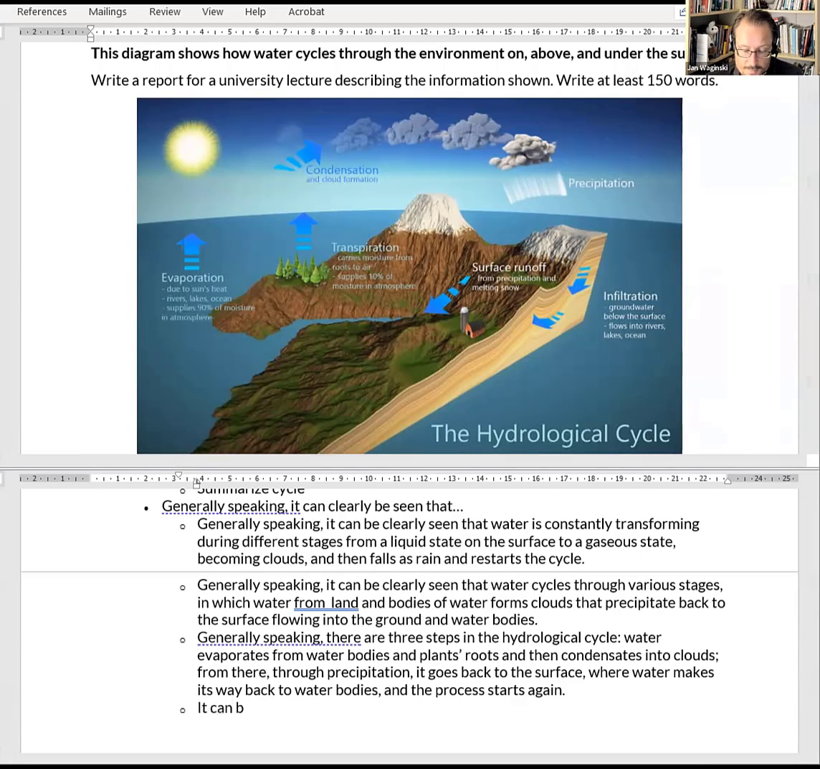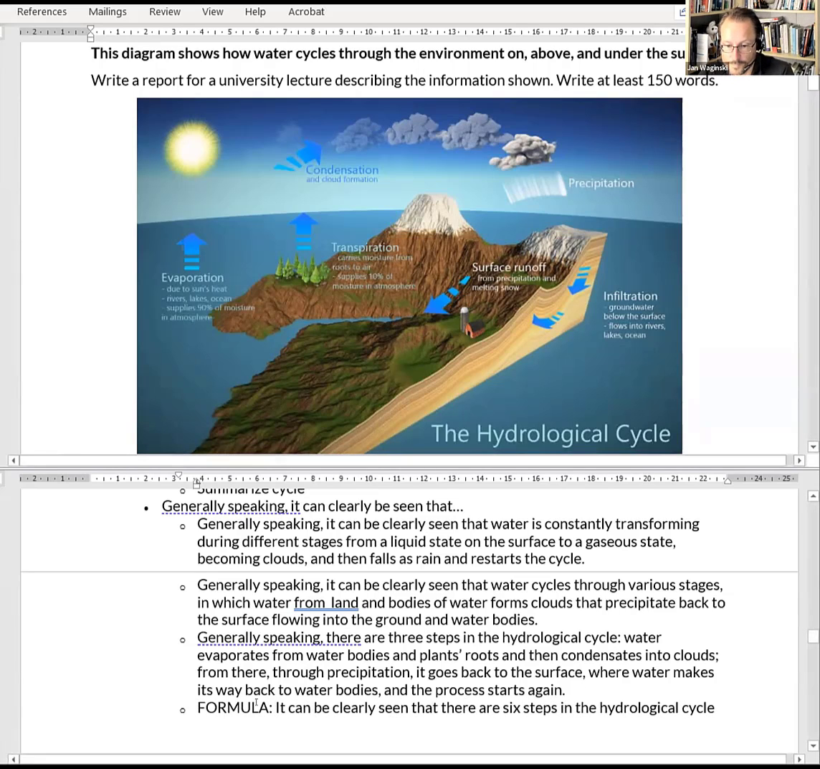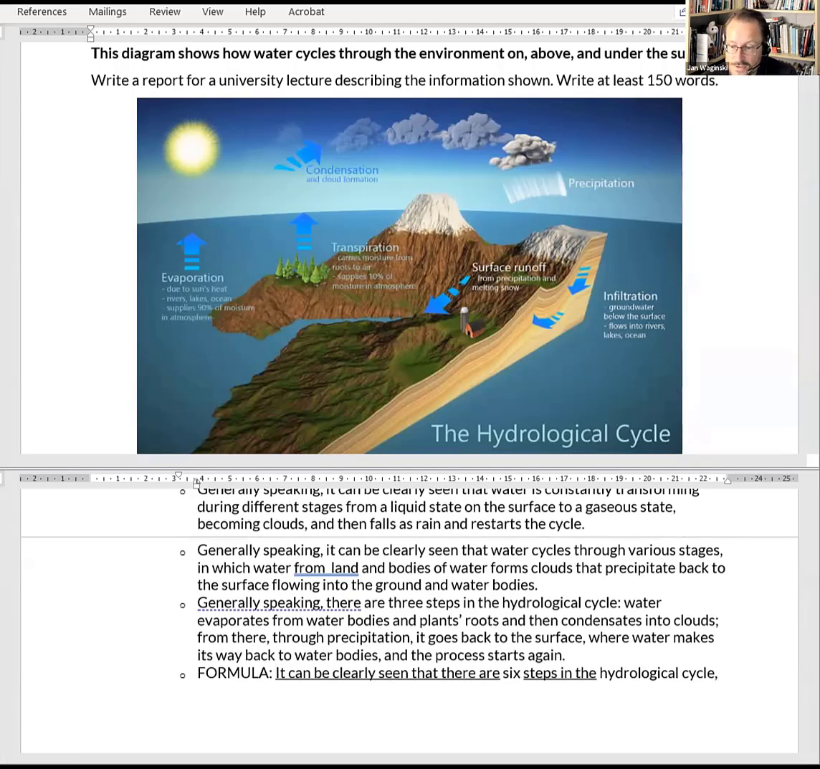You can say it can be clearly seen that there are 6 steps in the hydrological cycle. And then you mention the first step and the final step. Okay, this is a formula for these kinds of process diagrams. It can be clearly seen that there are steps in the something process. And then you mention the first step and the final step.